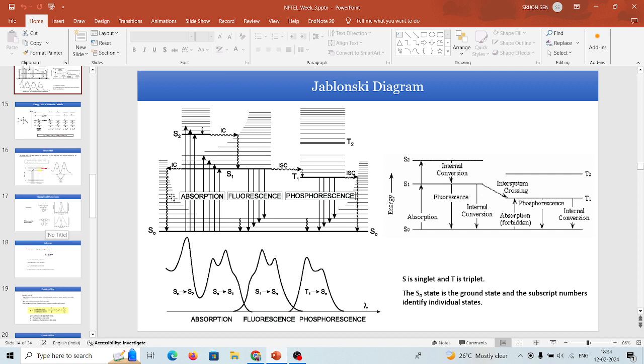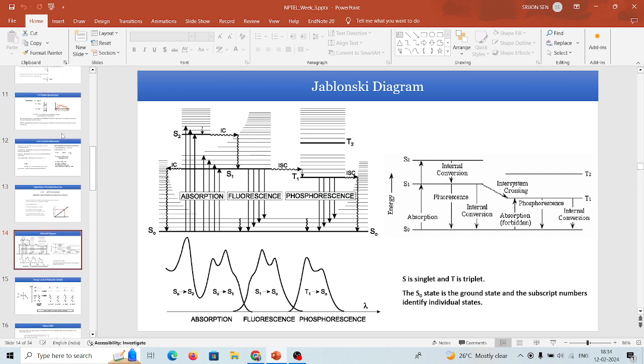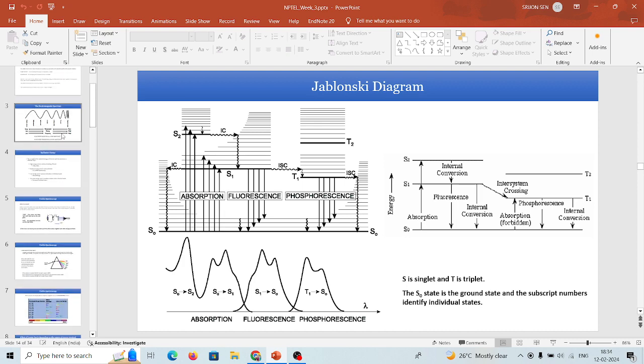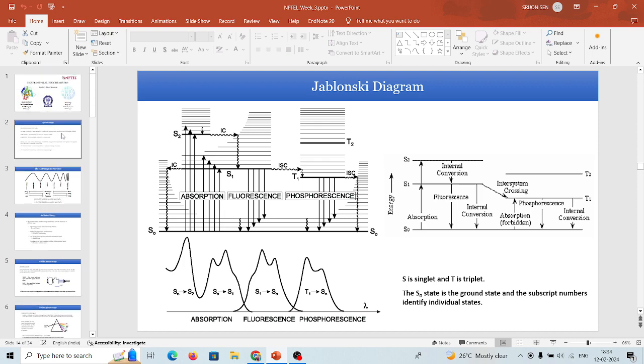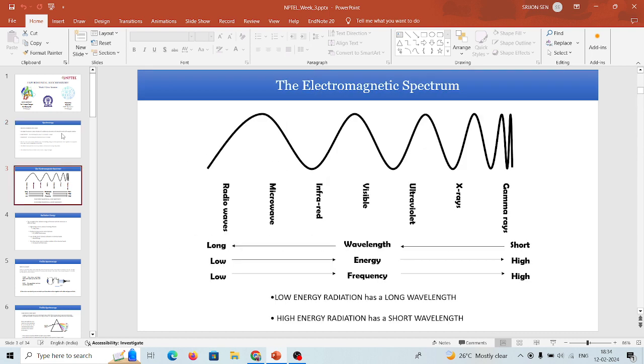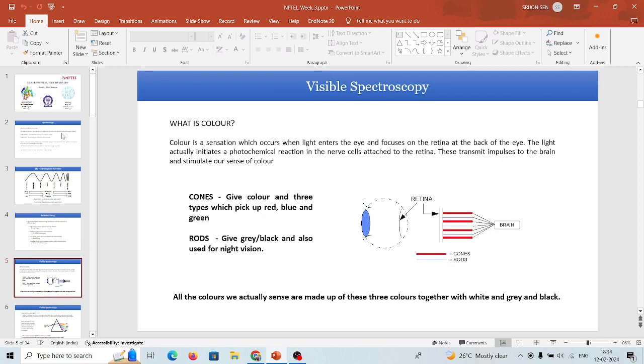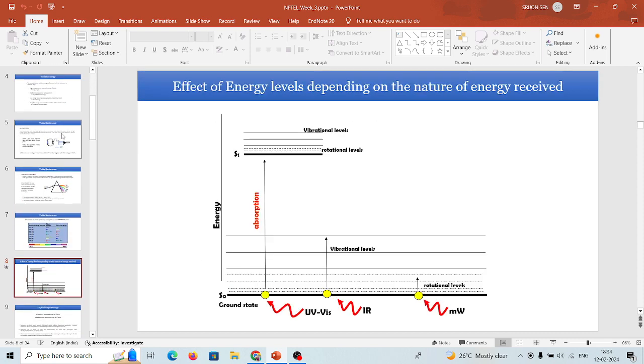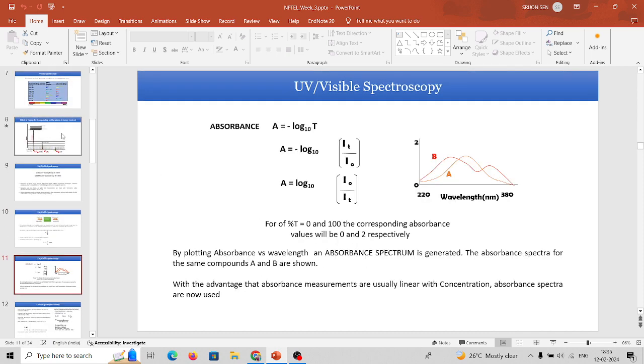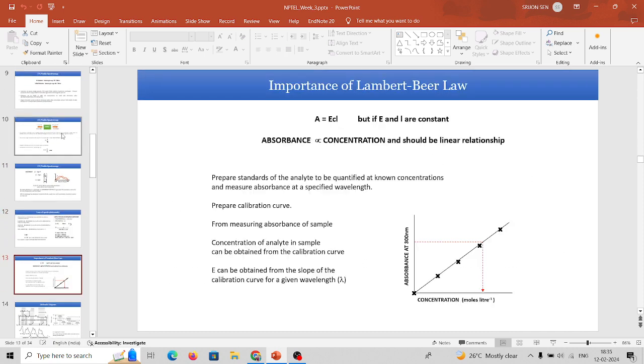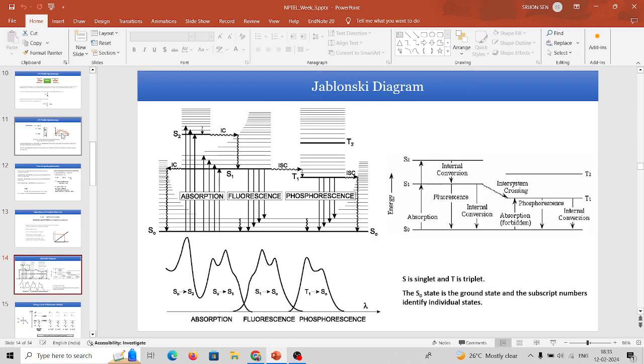Next, we would be talking about the Jablonski diagram, but till now, over here, we have spoken about spectroscopy: the electromagnetic spectrum, radiation energy, visible spectroscopy. We saw the effect of the energy levels on the different nature of the energy that is received. We spoke about UV visible spectroscopy, the laws of spectrometry, and the Lambert-Beer's law. Next, we would be speaking about the Jablonski diagram in a few minutes.